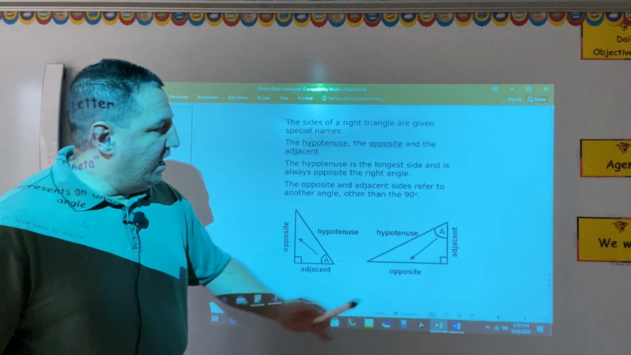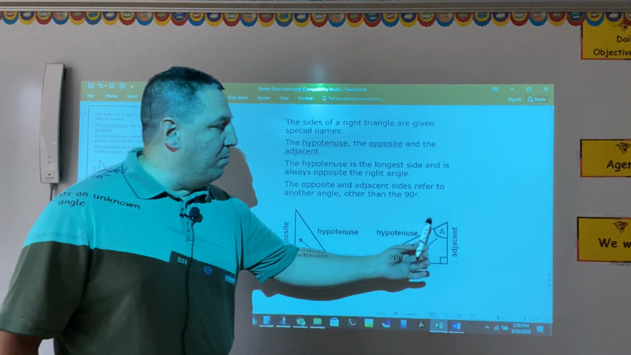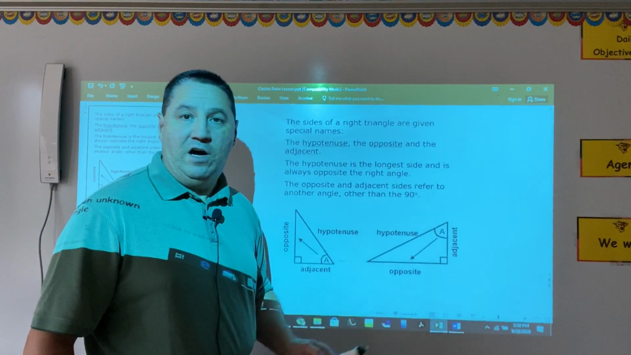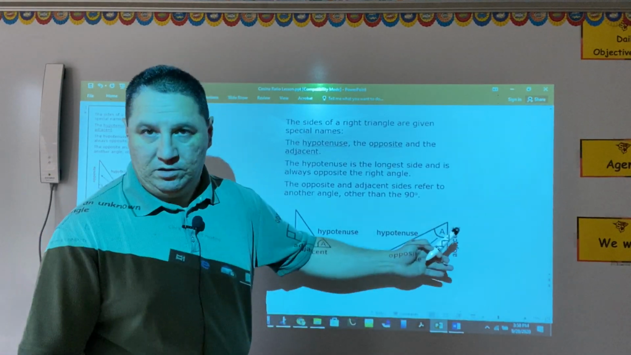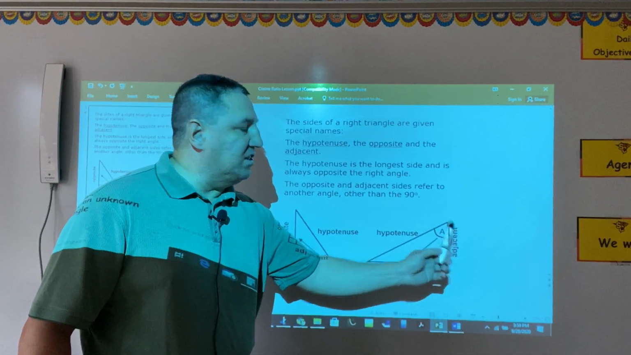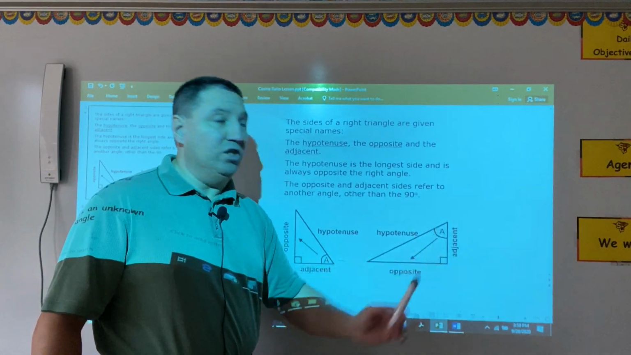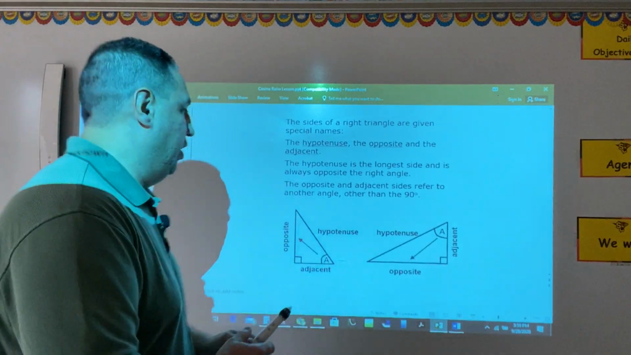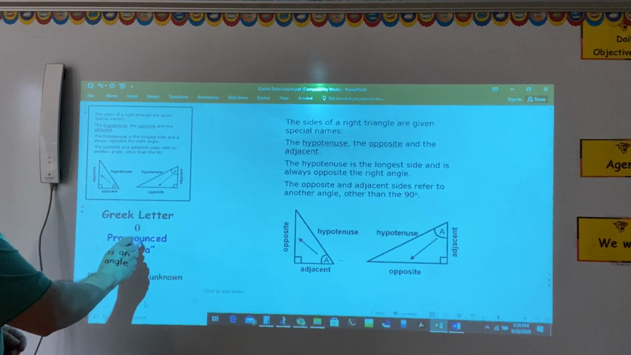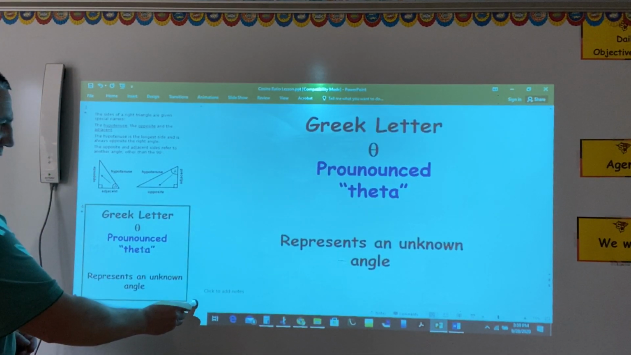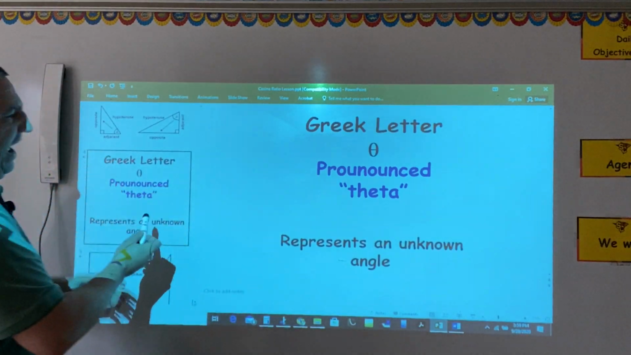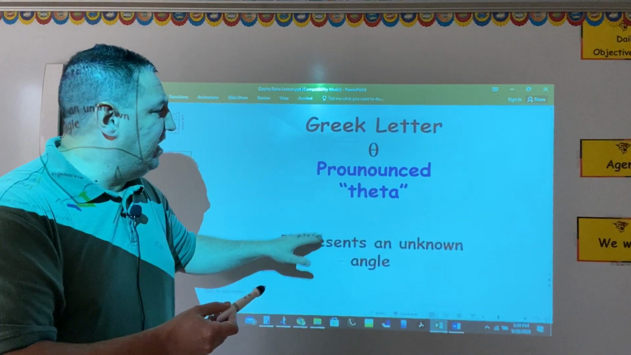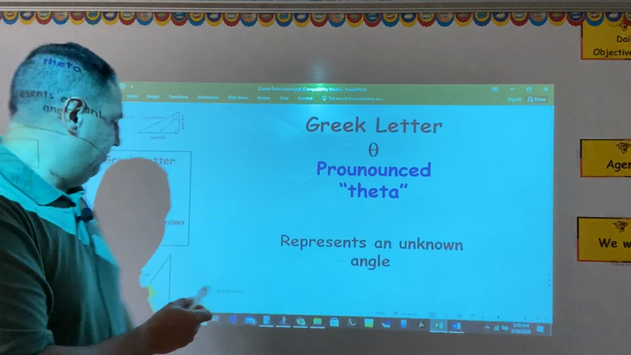adjacent. In this picture, again, the marked angle is A. This side is across angle A, or is opposite to angle A, right? And the other side is next to angle A. That's why we call it adjacent. Good. As a notation for angle, in our lesson, we use this letter, a Greek letter, pronounced theta.